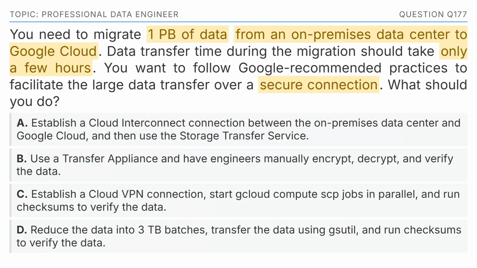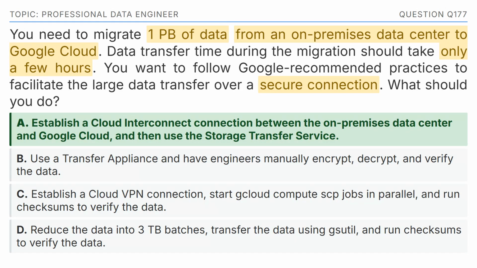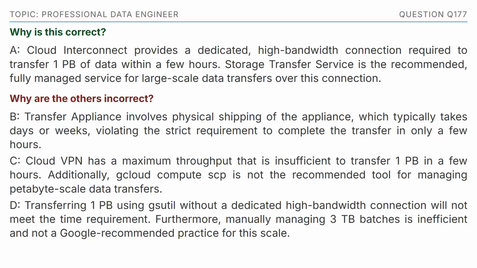To arrive at the correct answer, we focus on the keywords: 1 PB of data, from an on-premises data center to Google Cloud, only a few hours, secure connection. The correct answer is option A, establish a Cloud Interconnect connection between the on-premises data center and Google Cloud, and then use the Storage Transfer Service. Why is this correct? A. Cloud Interconnect provides a dedicated, high-bandwidth connection required to transfer 1 PB of data within a few hours. Storage Transfer Service is the recommended, fully managed service for large-scale data transfers over this connection.